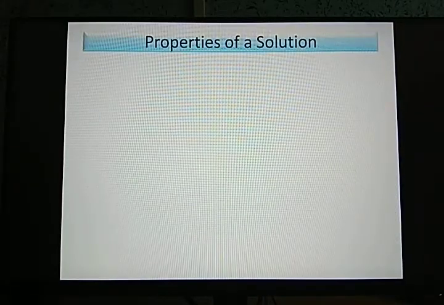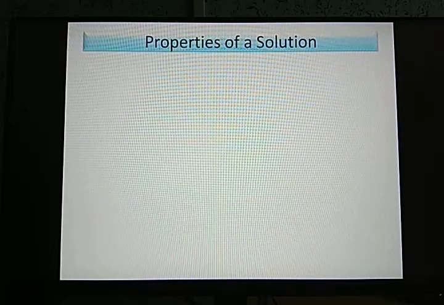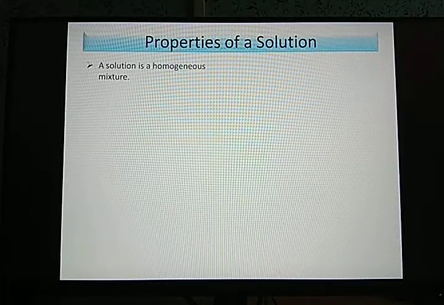Properties. Now this is important. What are the properties of a solution? Any mixture which shows these properties, we can consider as a solution. So let us see what the properties are. First one, a solution is a homogeneous mixture. Yes, it has to be a homogeneous mixture. It cannot be a heterogeneous mixture. We can also conclude from here that all homogeneous mixtures are solutions. This might be asked in the exam: are all homogeneous mixtures solutions or not?